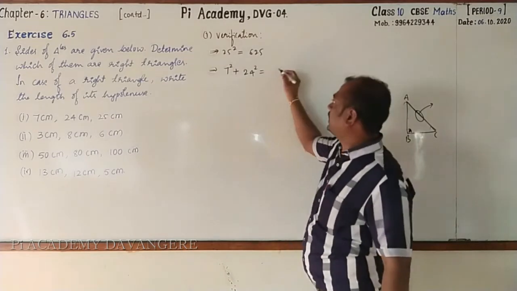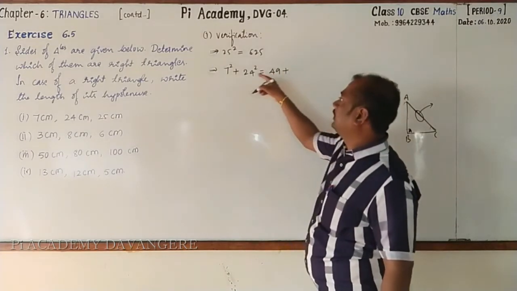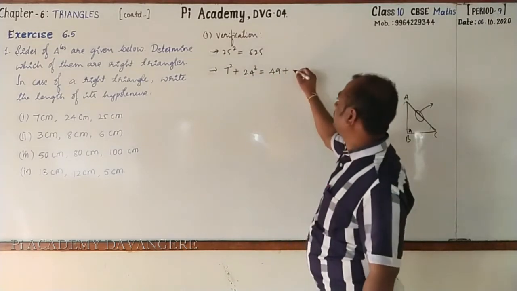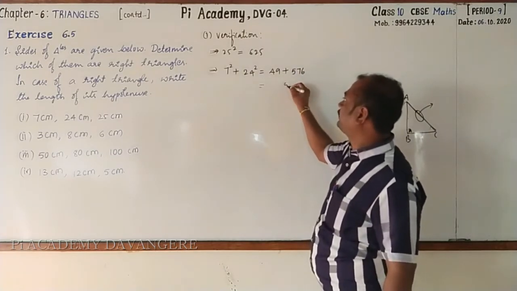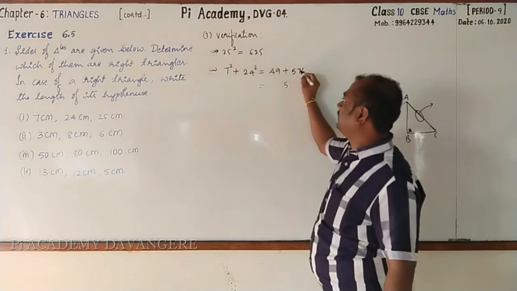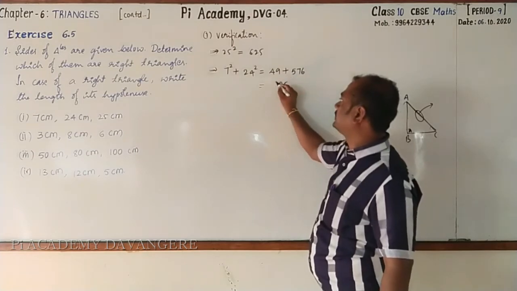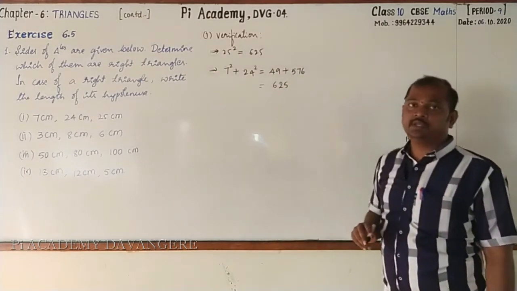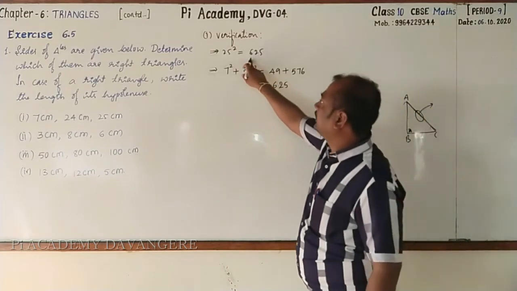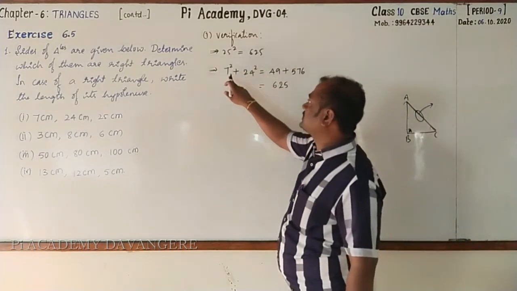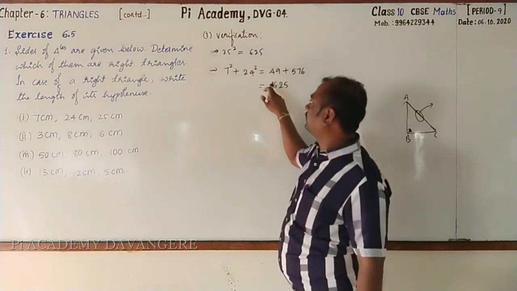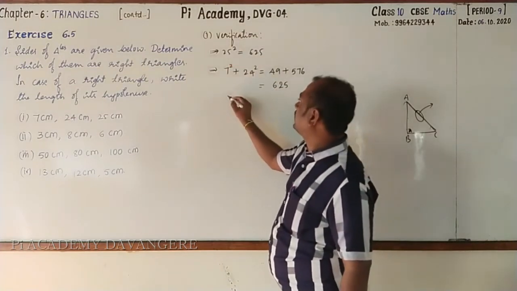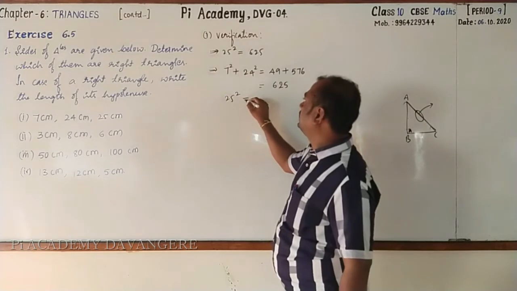What is 7 square? Which is 49. 24 square, it is 576. Add them. 6 plus 9, 15. Carry 1. 1 plus 7, 8. 8 plus 4, 12. Carry 1, 6. It is 625. Look here. Here, 25 square is equal to 7 square plus 24 square. Both the values are 625. Here I'll write 25 square is equal to 6.